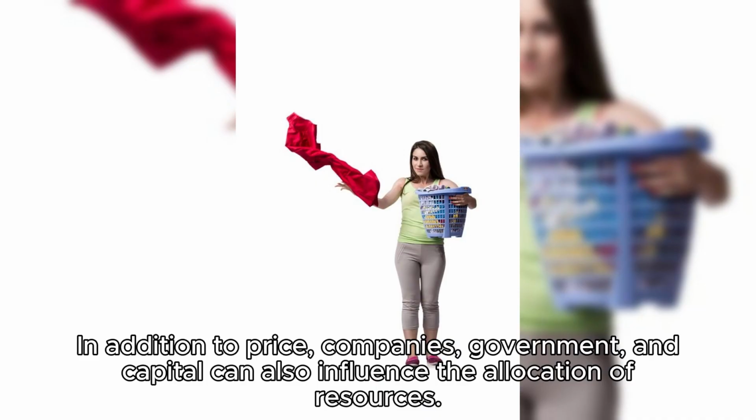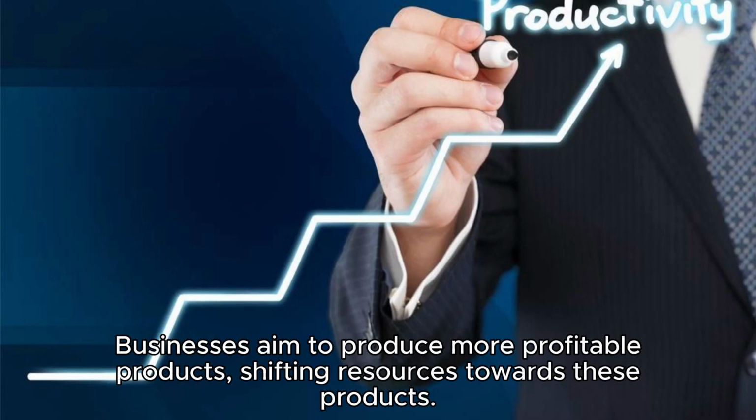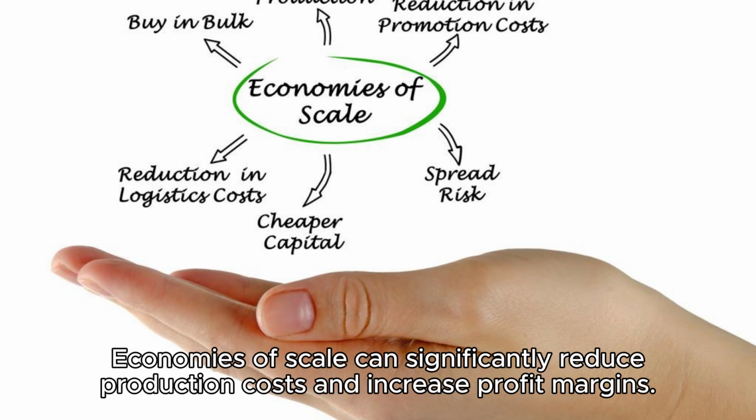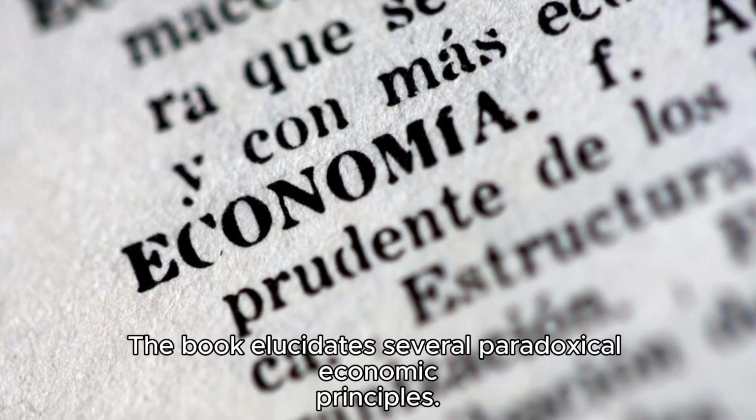In addition to price, companies, government, and capital can also influence the allocation of resources. Businesses aim to produce more profitable products, shifting resources towards these products. Economies of scale can significantly reduce production costs and increase profit margins. The book elucidates several paradoxical economic principles.